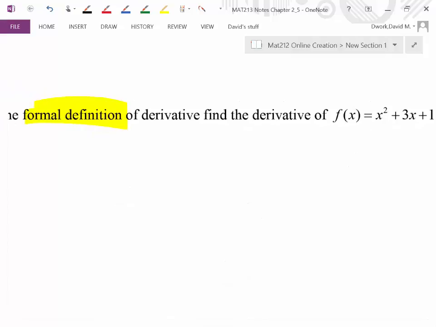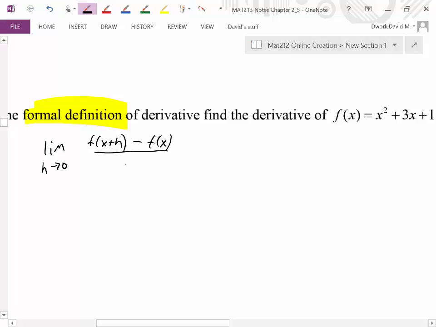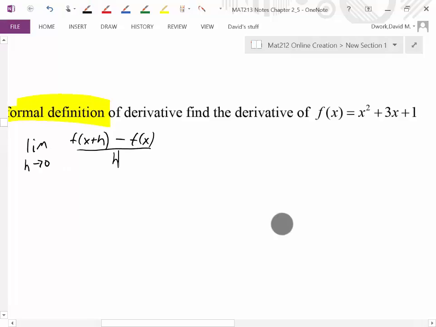And if you need a quick reminder, that was just the slope formula, where we said it was the limit as h approaches 0 of f of x plus h minus f of x, all divided by h after you simplify the denominator. So let's get our f of x plus h. For this function, when I substitute in x plus h, we would have x plus h quantity squared plus 3 times x plus h plus 1.